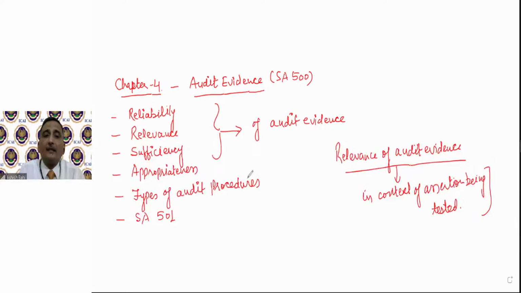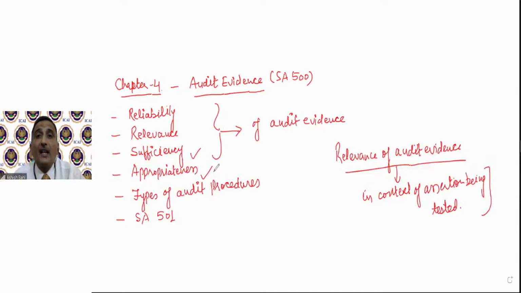And another thing is sufficiency and appropriateness. Now, what is sufficient audit evidence and what is appropriate audit evidence? This thing we have been reading about since chapter 1, that the auditor obtains sufficient appropriate audit evidence. But what is sufficient? Sufficient relates to the quantity of audit evidence. How much audit evidence is to be obtained? How much checking is to be done? So it relates to quantity of audit evidence.